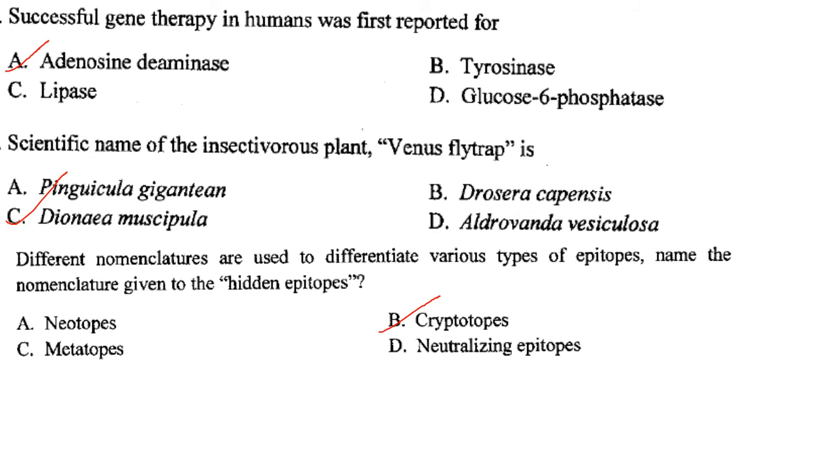Then different nomenclatures are used to differentiate various types of epitopes. Name the nomenclature given to the hidden epitopes. So it is called cryptotopes. Answer is option B.